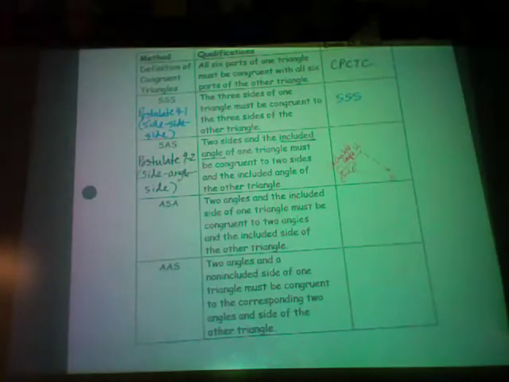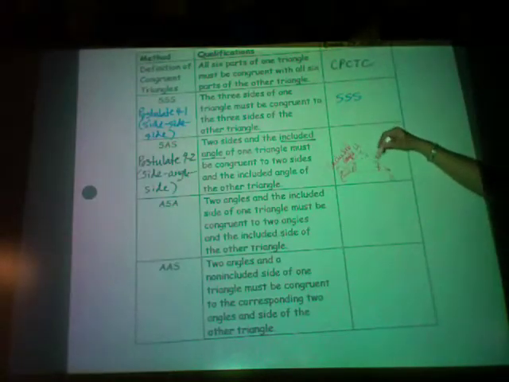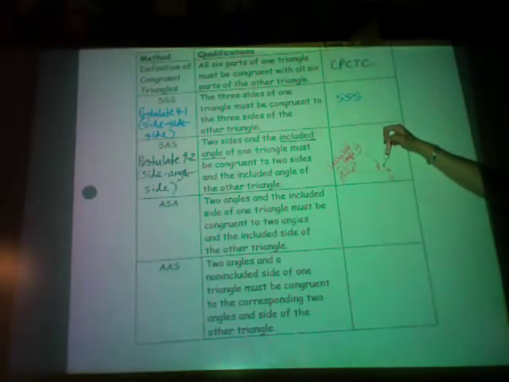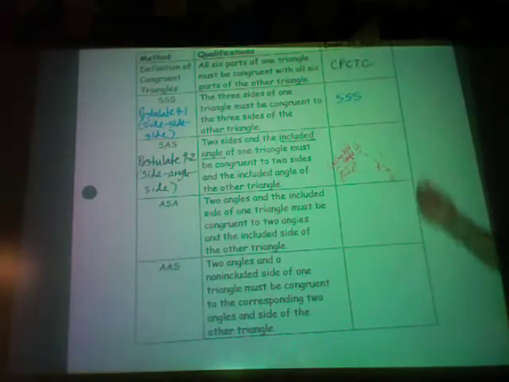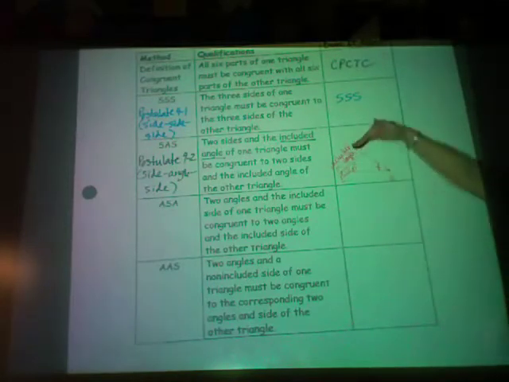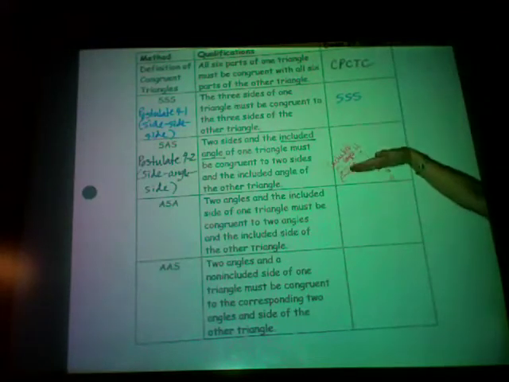An included angle has to be in between two sides. In other words, it's the angle that's created by two sides. Here's your two sides. This angle over here would not be an included angle. Is it in between those two sides? No. So if I gave you side-side-angle, we will not be able to prove the triangles congruent. Because if that angle has to maintain the same, can't I open or close that to wherever I want to? And I'd have a different looking triangle.